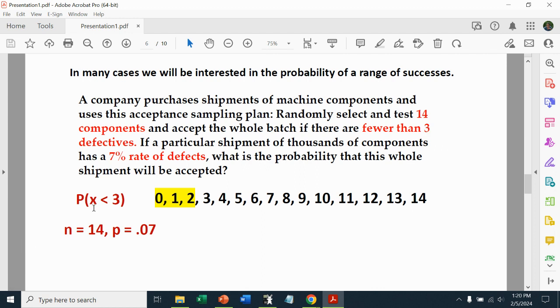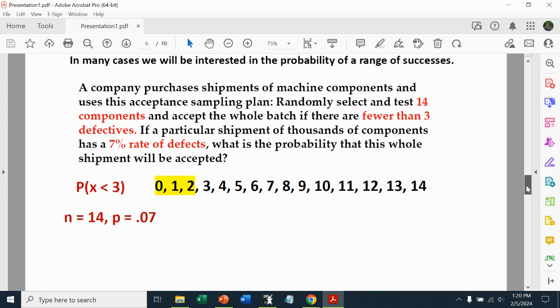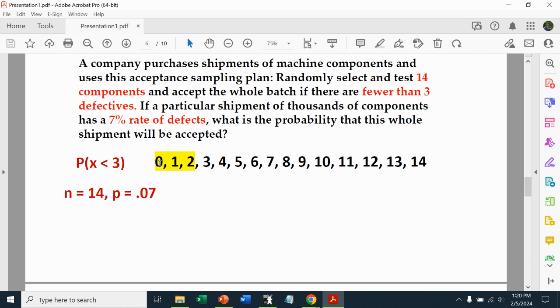Fewer than 3. Probability that X is less than 3. Well, if there's 14 components, less than 3 means 0, 1, or 2. All right, so I could, if I wanted to, and I had a lot of time, I could use PDF 3 different times, find a probability of none of them being defective, plus the probability of 1, plus the probability of 2. I'd be using the PDF 3 different times and then have to add the answers together. Don't want to do that. There's a function that bails me out.